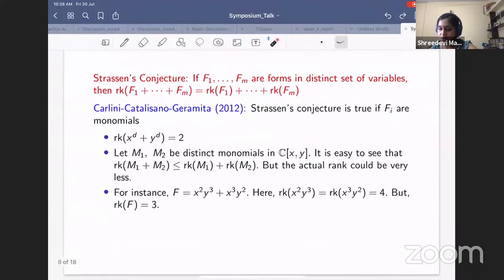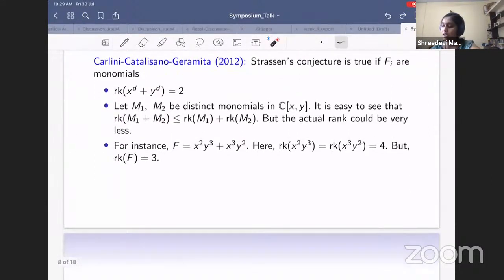For example, it's easy to see that the rank of this is equal to 2. And if you take two distinct monomials in C[x,y], it is easy to see that the rank of the binomial is at most the sum of the ranks of each monomial, because if we write m1 as a sum of powers of linear forms and m2 as a sum of powers of linear forms, then clearly we know a decomposition for m1 plus m2. But that only gives the bound, not the exact value of the rank of m1 plus m2.